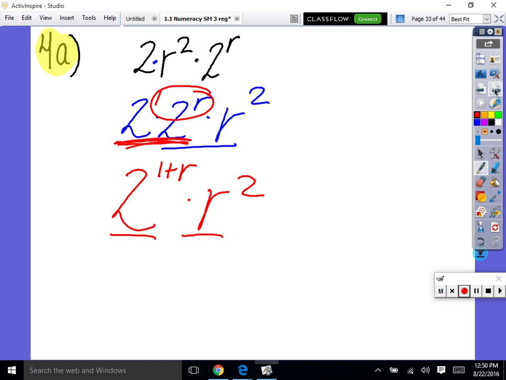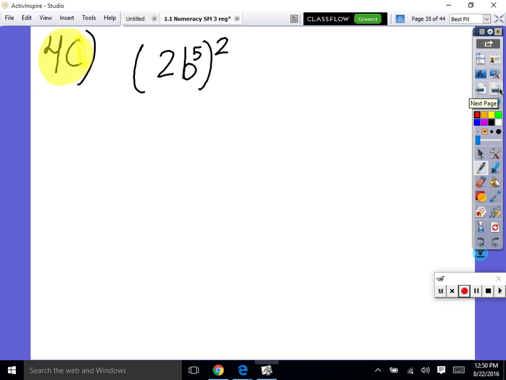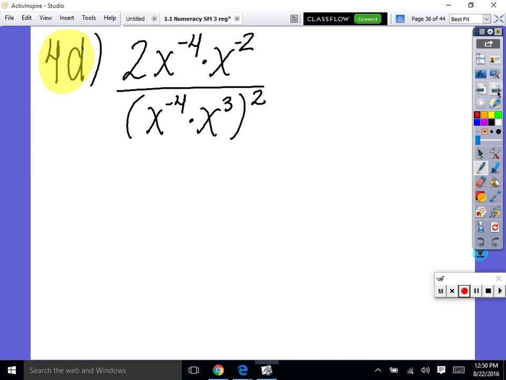Okay, next one. 3b, nah, we've already done one like that. What about this one? You can do that one, right? Pretty easy. Okay, let's go for this one. Take my suggestion. Simplify the top, then simplify the bottom, and then simplify the whole thing. Here we go. Focusing on the top, let's simplify it.